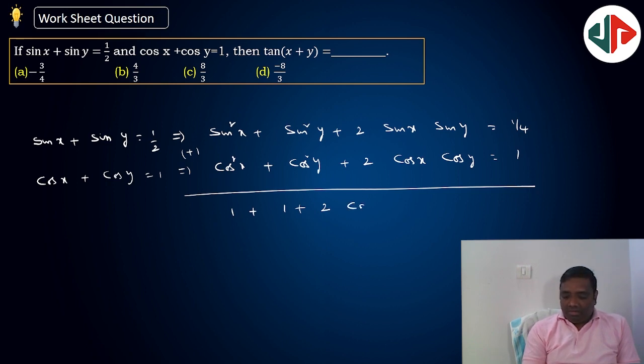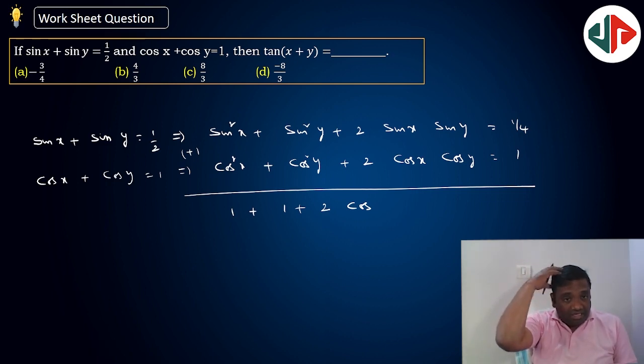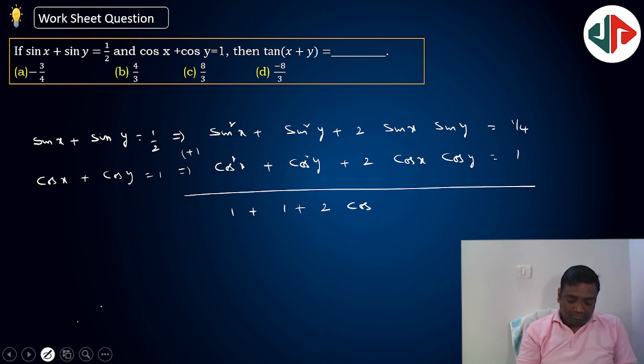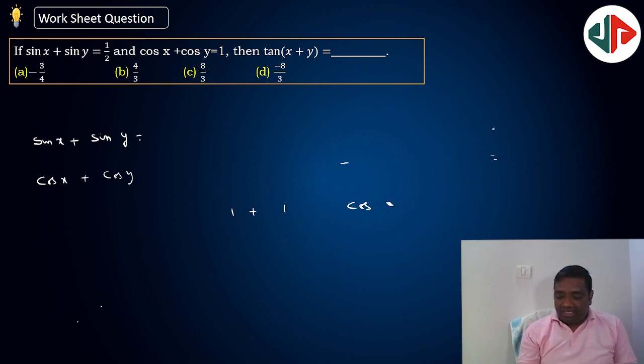Cos of, okay, we are getting the x minus y value. Let us see another method also. Because we are getting here cos of x minus y, but I need the x plus y value.